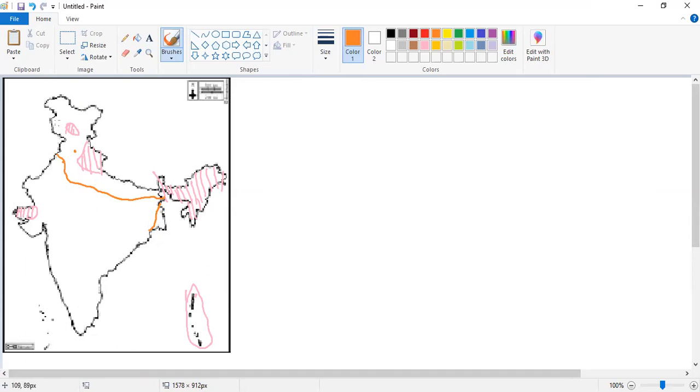Okay, so if I have to draw this, this color is zone 4, and then this color is zone 5. Okay, so let me take you through zone 4.